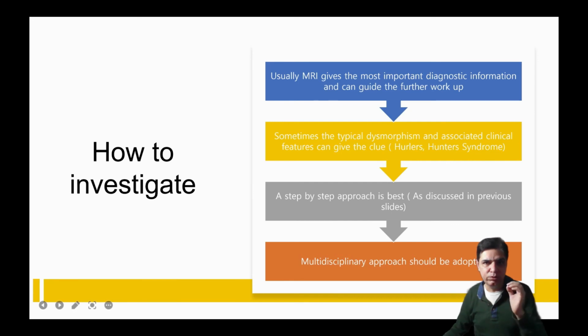How to investigate? I told you the best thing would be to do an MRI, because MRI gives you the most important diagnostic information, and from that onward you can tailor your workup and do the rest of the diagnostic workup. Sometimes you might see typical dysmorphism and associated clinical features, like obviously Hurler syndrome, Hunter syndrome. You just look at them and you can probably pick up what you are dealing with. But remember, a step-by-step approach, as I described earlier, starting with an algorithm, is the best thing, and a multidisciplinary approach. It's not just you who are dealing. Obviously, you might have to include the pediatric neurologist, the community pediatrician, and other people in your workup as well.